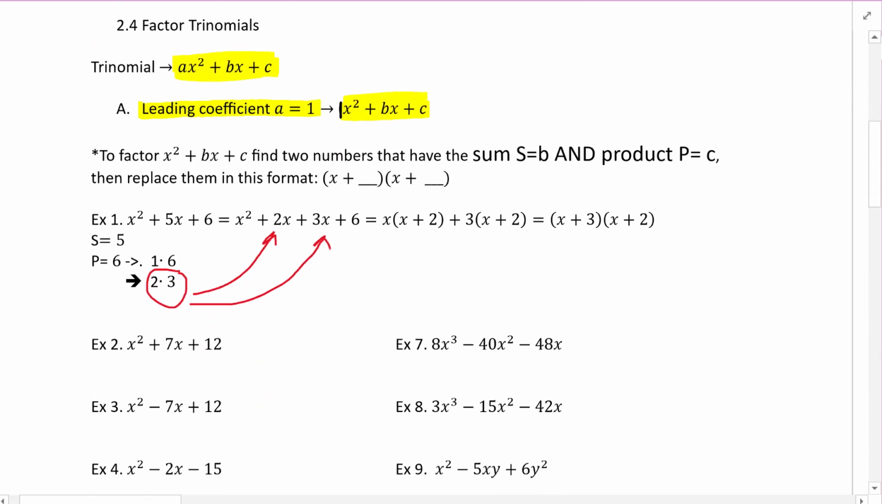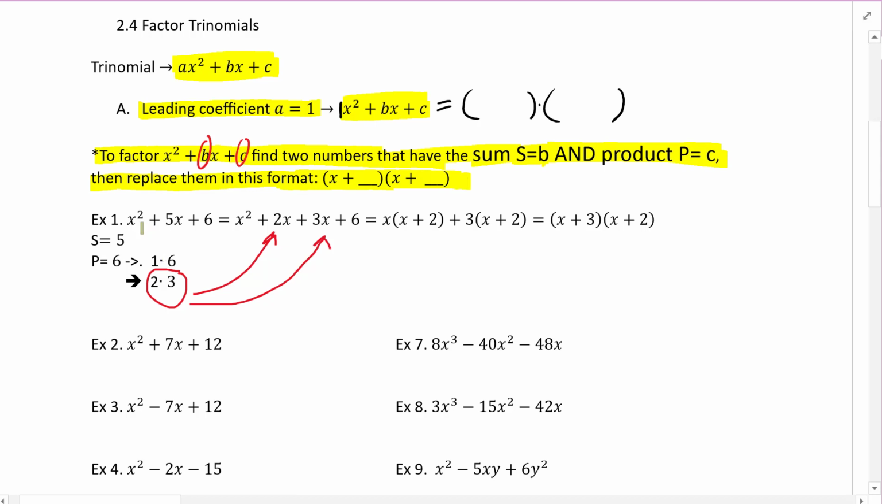Now, to factor trinomials means to get an answer that can be written as a parenthesis times another parenthesis. So the question is, what is going to go in the parentheses? The idea of factoring trinomials with leading coefficient 1 is to find two numbers that have the sum equals b, which is this number here in front of x, and the product c, which is this number here, and then replace them in this format, x plus the first number times x plus the second number.